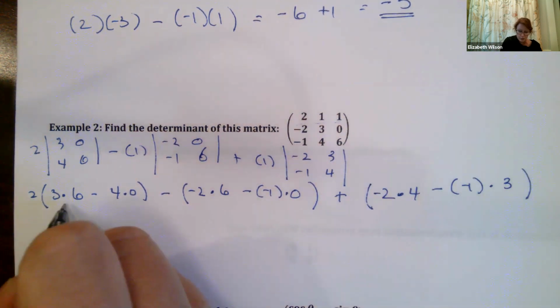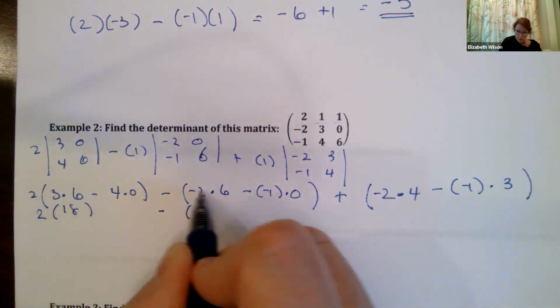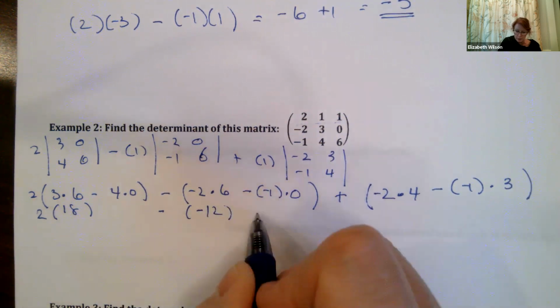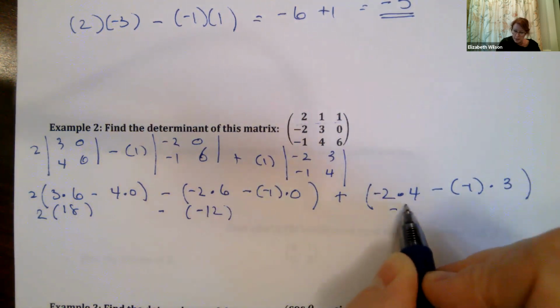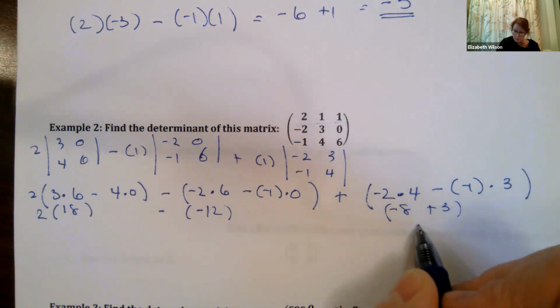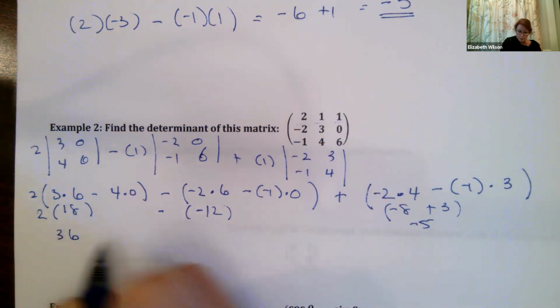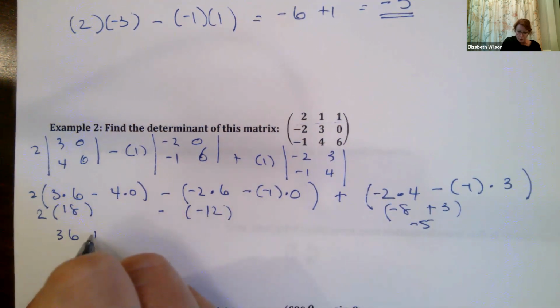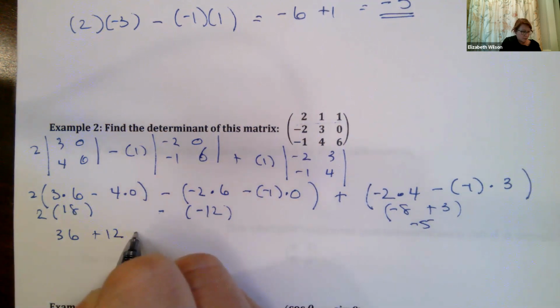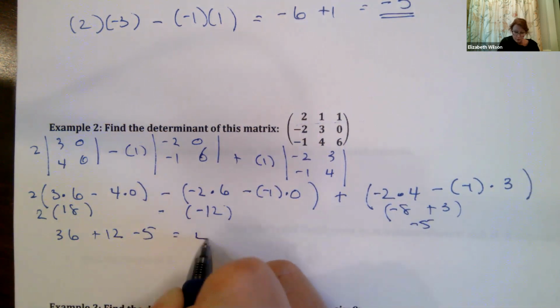Okay, so let's do this. 3 times 6 is 18 minus 0. So 2 times 18 minus, this is minus 12 minus 0. This is a minus 8 minus a minus, plus 3. So this is going to be a minus 5. So 2 times 18 is 36, minus minus 12 plus, minus 5. And this is going to be equal to 43.